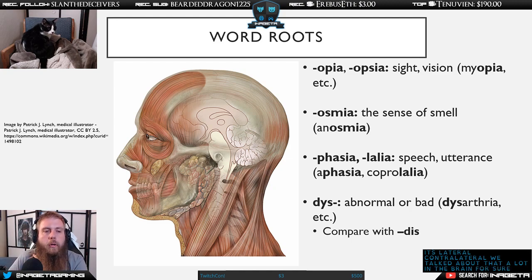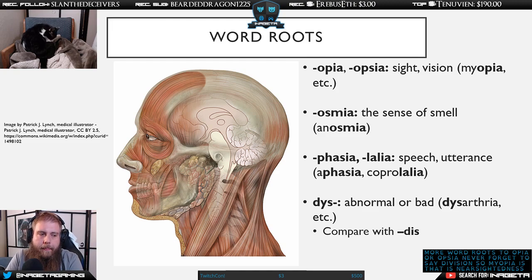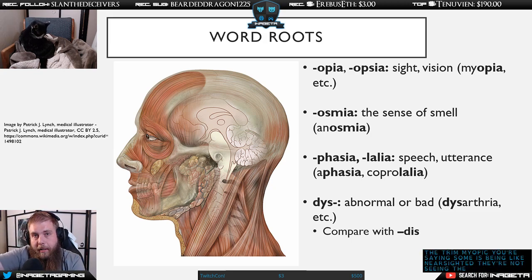All right. More word roots. So opia or opsia refers to sight or vision. Myopia is nearsightedness. We often use that more colloquially. If you hear the term myopic, you're saying somebody's being nearsighted. They're not seeing the big picture. They're not seeing the long game, you know? Someone's being short-sighted. But myopia is actually short-sighted. I think hyperopia is far-sighted, where you can't see stuff far away. Something like that. I get this mixed up.